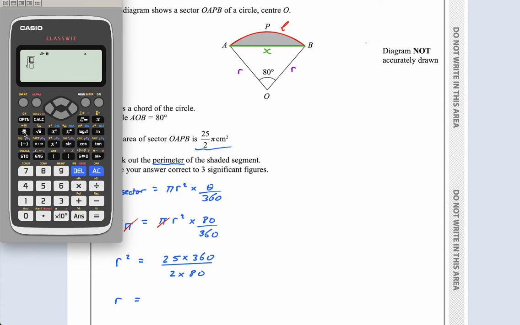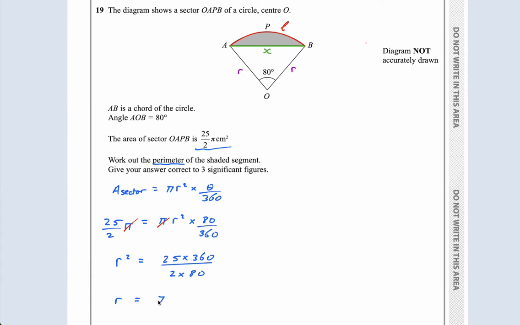It's the square root of 25 times 360 over 2 times 80. And that gives me 15 over 2, or 7.5. Okay, let's just leave it as 7.5. Now I have the radius. It is 7.5. And obviously this is 7.5 too. Okay, now I have the radius. I can work out both of these things, my arc length and my x. Let's do the length first.